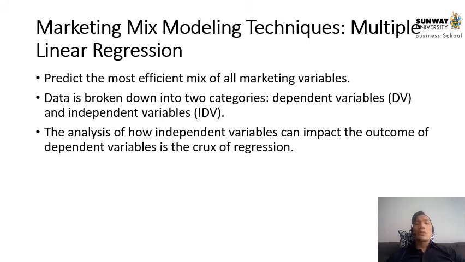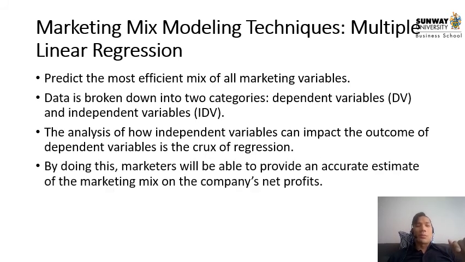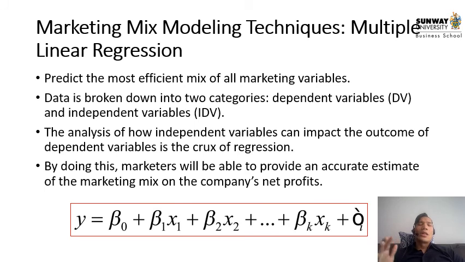The analysis of how the independent variables can impact the outcome is the crux of the regression, which means we're trying to look at how the independent variables have an effect on the dependent variable in relation to all the other independent variables as well. By doing this, marketers will be able to provide an accurate estimate of the marketing mix and the net profits. Just like using the dependent variable as Y, the betas are the coefficients, showing how strong a particular independent variable's effect is on the dependent variable.